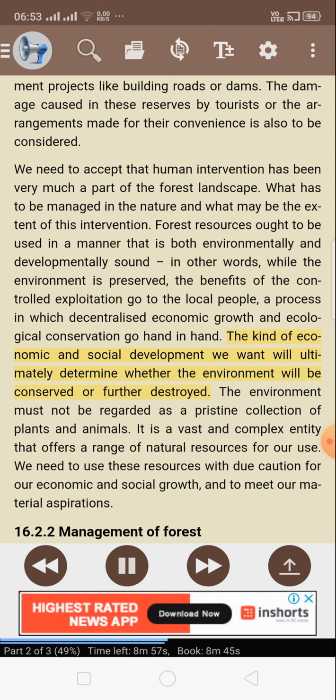The kind of economic and social development we want will ultimately determine whether the environment will be conserved or further destroyed. The environment must not be regarded as a pristine collection of plants and animals. It is a vast and complex entity that offers a range of natural resources for our use. We need to use these resources with due caution for our economic and social growth and to meet our material aspirations. 16.2.2 Management of forest.